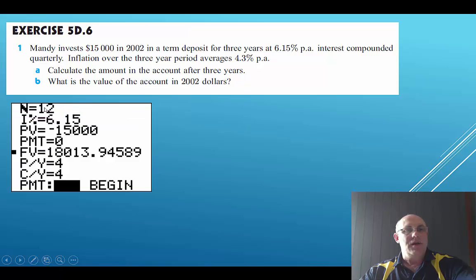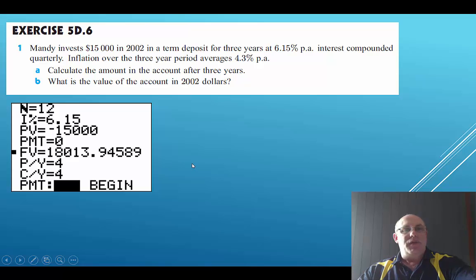So the first thing we're going to do is 3 years with 4 payments per year, so N is 12. The interest rate's 6.15%. We put in 15,000, and we're having 4 payments per year. That means that the future value of that investment in 3 years' time is going to be $18,000.